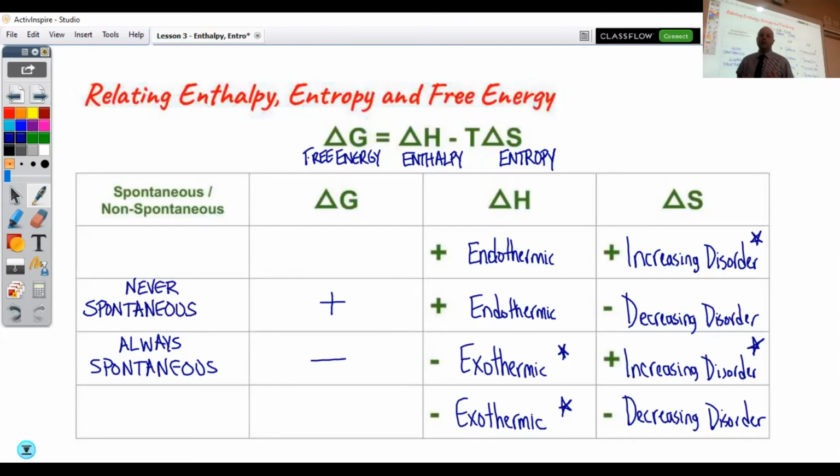Okay, for the other two scenarios, you have to do a little bit of math. So for the first one, where we have an endothermic reaction, meaning delta H is positive, but we also have increasing disorder, meaning this is positive, but because we're subtracting it, this overall term is negative. This will end up being positive or negative depending on the amount of temperature that you have, or how high the temperature is. So the bigger this value is, the bigger this negative sign becomes, the more likely it is to be spontaneous. So we're going to say that this is spontaneous at high temperatures.